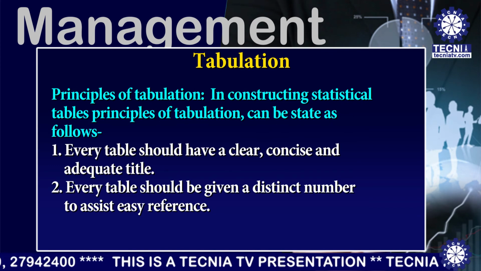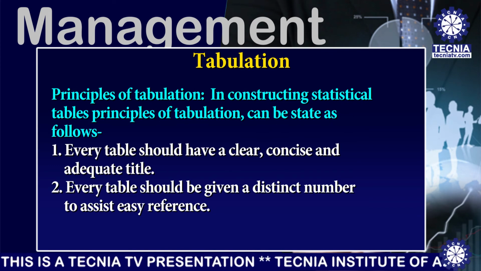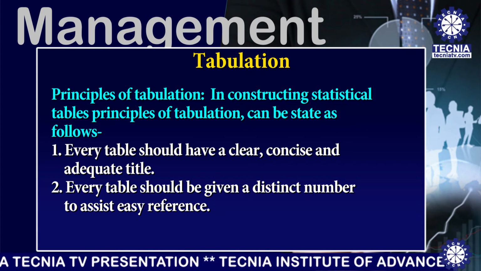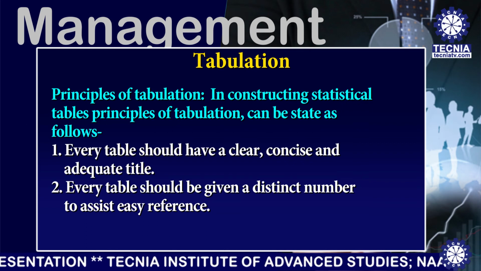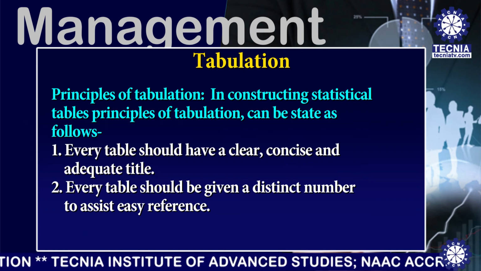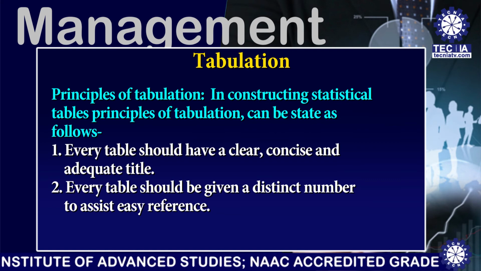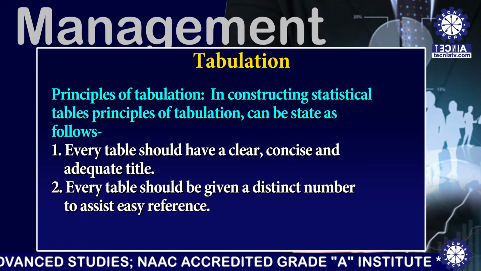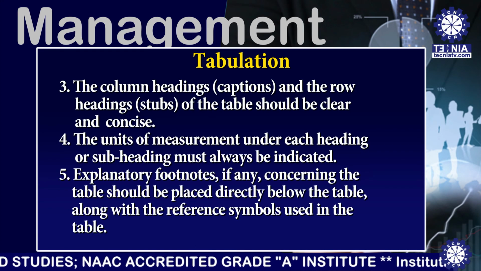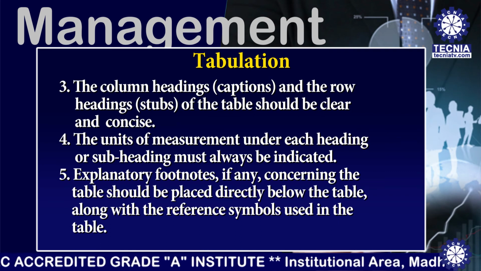Now I am explaining the principles of tabulation. In constructing statistical tables, principles of tabulation can be stated as follows. First one, every table should have a clear, concise and adequate title. Second one, every table should be given a distinct number to assist easy reference. Third one, the column headings and the row headings of the table should be clear and concise.